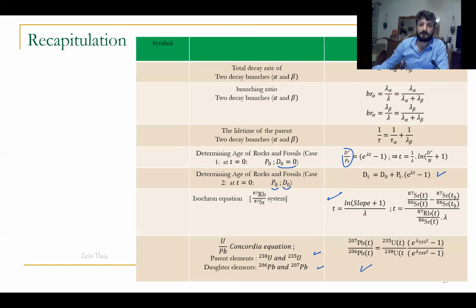Okay, in the next video I will do some applications, and we go directly to the artificial radioactivity. Now, when we have a spontaneous decay, in this case we have natural radioactivity. But in the other case, in the next video, we have to talk about artificial radioactivity, where we can create a radioactive element, and we will do some applications in the next video.